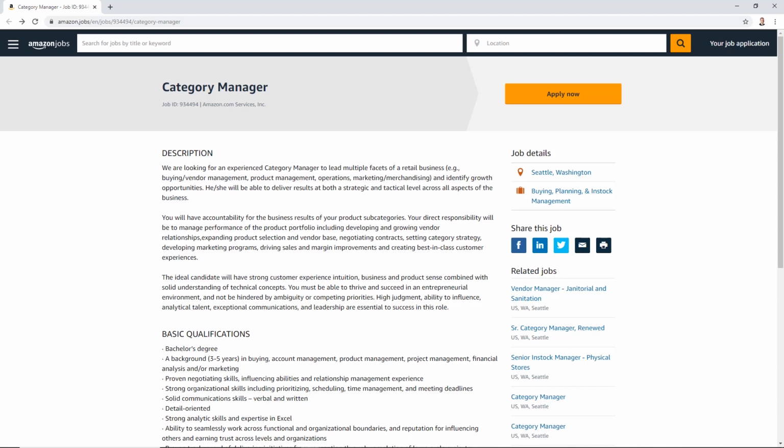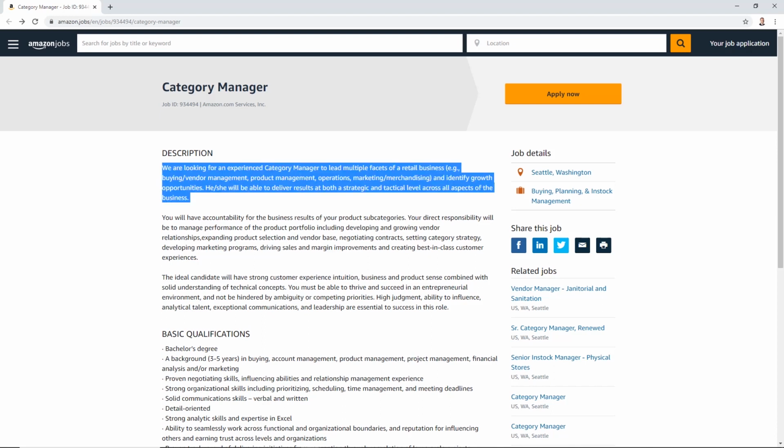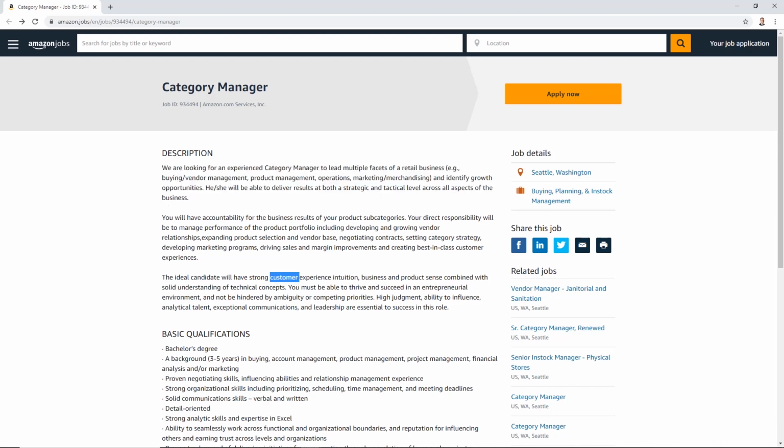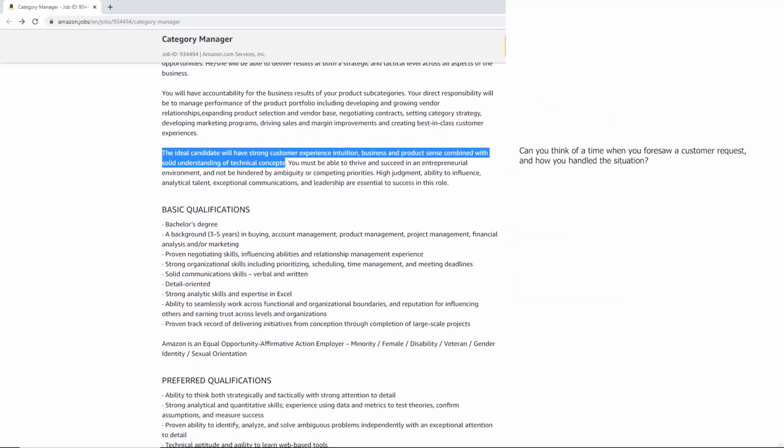Beginning of the job description is pretty generic, with a high-level overview of the role. The third paragraph is where the interesting content begins. The ideal candidate will have strong customer experience, intuition, business and product sense, combined with a solid understanding of technical concepts. Now, possible questions here can be, can you think of a time when you foresaw a customer request and how you handled the situation?